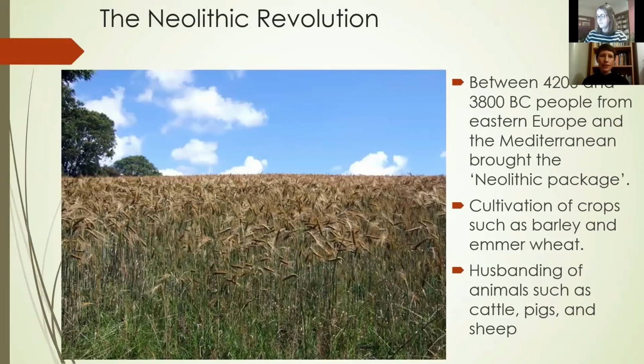I'm going to move on now to talk a little bit about the Neolithic Revolution and to set the lives of these people who were living in the Chat Moss area in context. So the Neolithic period lasted from 4200 to 2500 BC. Between 4200 and 3800 BC, people from Eastern Europe and the Mediterranean brought what is known as the Neolithic package. This involved the cultivation of crops such as barley and emmer wheat, and the husbanding of animals such as cattle, pigs, and sheep.